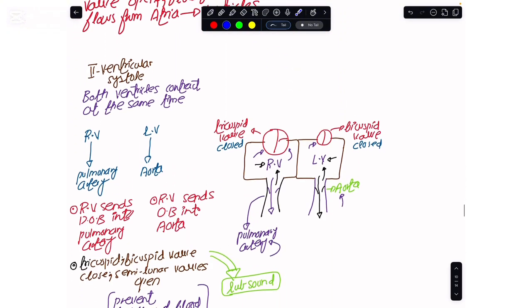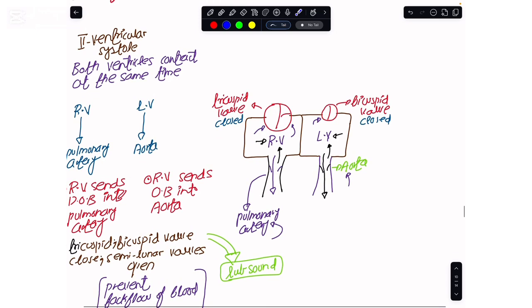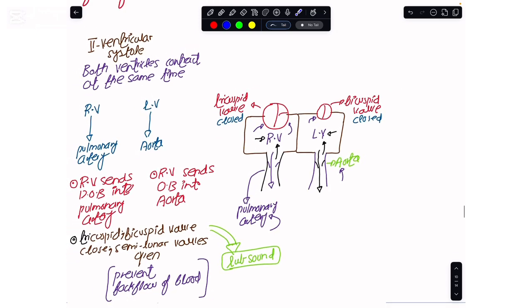Now, moving further, this is the second event of the heartbeat, which is the ventricular systole. By ventricular systole, we mean that the right ventricle and the left ventricle both contract at the same time. The right ventricle pushes the deoxygenated blood into the pulmonary artery, and the left ventricle pushes the blood into the aorta, and this happens at the same time.